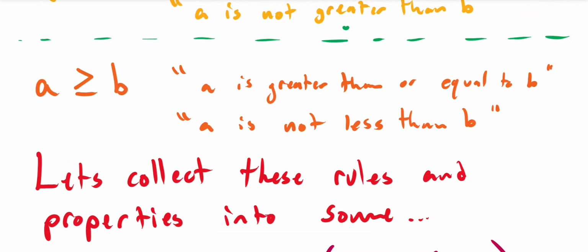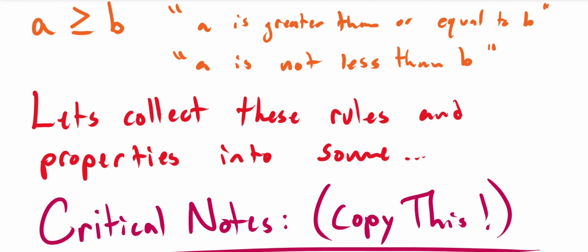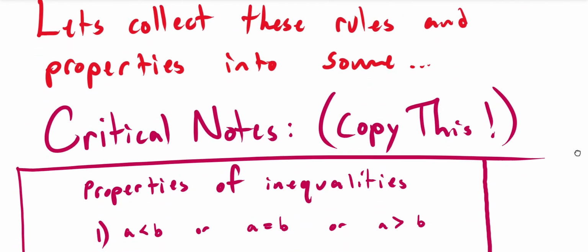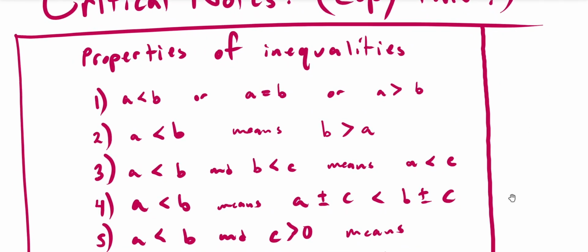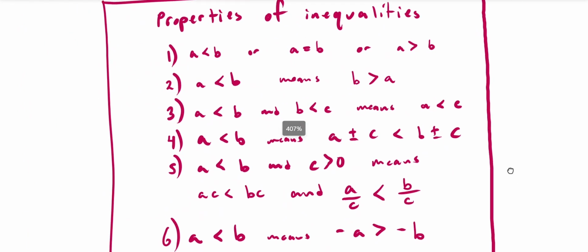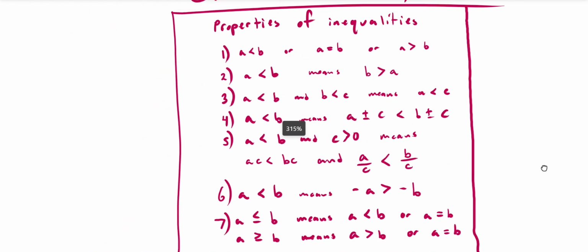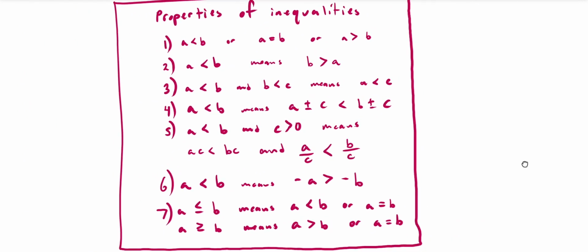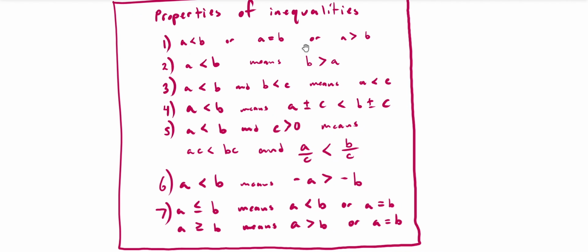So now let's collect all these rules and properties into some critical notes. I want you to copy this for your notes to prove that you watched the video. Let me zoom out so this is all in frame. There are 7 properties of inequalities that I would like you to copy down. We have trichotomy. One of these 3 statements is always true for any 2 real numbers. We have flipping the inequality when we flip the side that A and B are on.